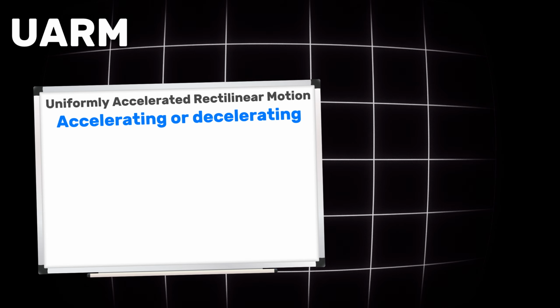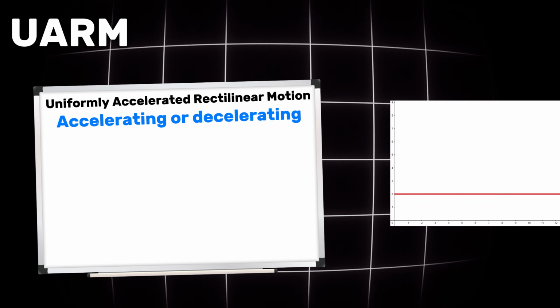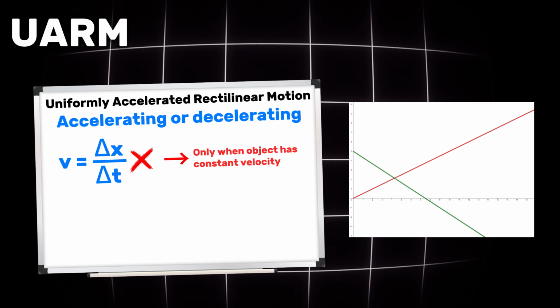If an object does not move with a constant velocity, but it is accelerating or decelerating, we say it performs a uniformly accelerated rectilinear motion, abbreviated as UARM. The graph of the velocity won't be a horizontal line anymore, but actually a line with a slope that is non-zero. Because the object is accelerating or decelerating, we can't use the formula v equals delta x over delta t anymore. It's important to know that you can only use that formula when you have an object with a constant velocity.